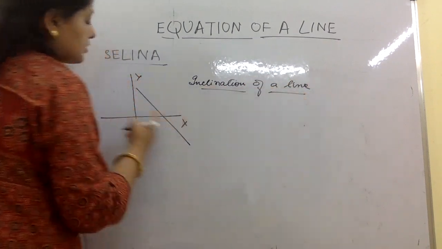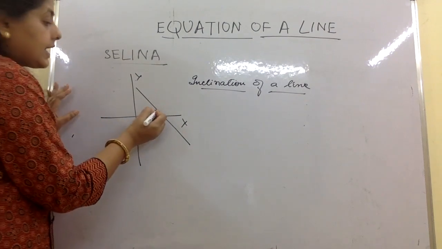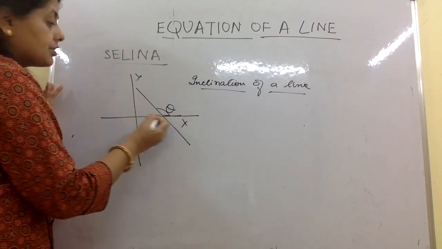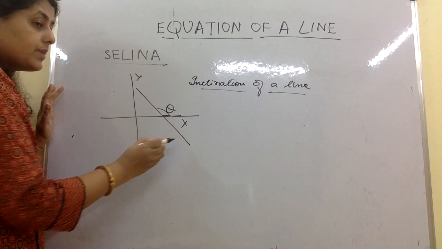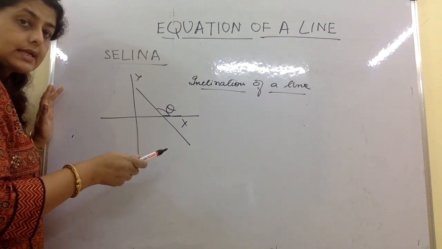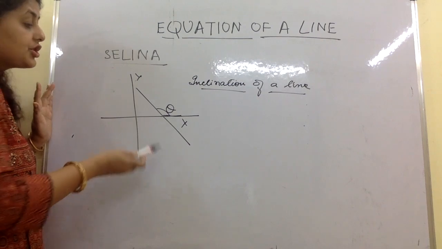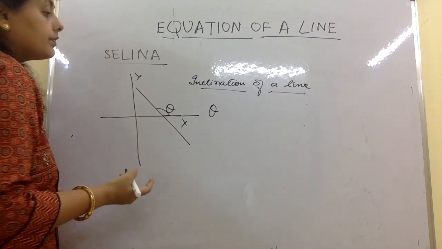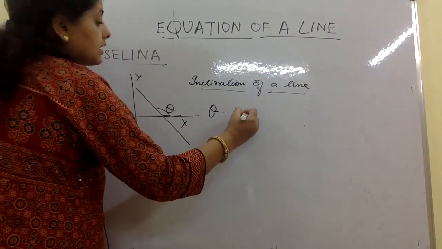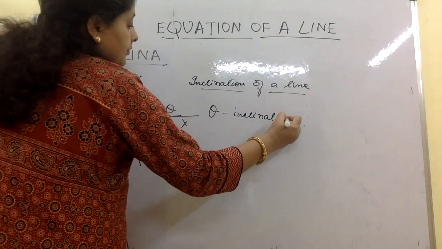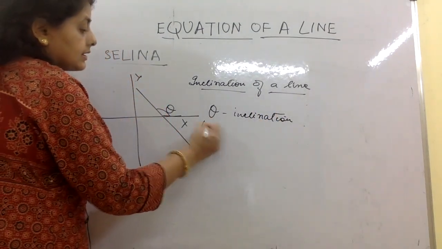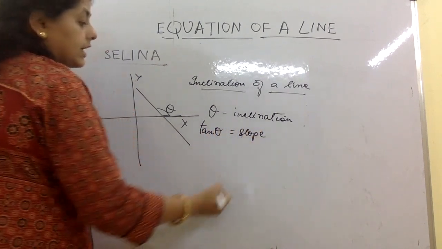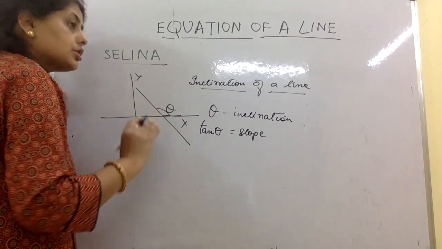If a line passes through the coordinate axis like this, then the angle that it makes with the positive direction, this is the positive direction, this is the negative direction, of the x-axis is the inclination of the line. So theta becomes the inclination of the line. And tan of theta becomes the slope of the line, means tan of this angle becomes the slope of the line.